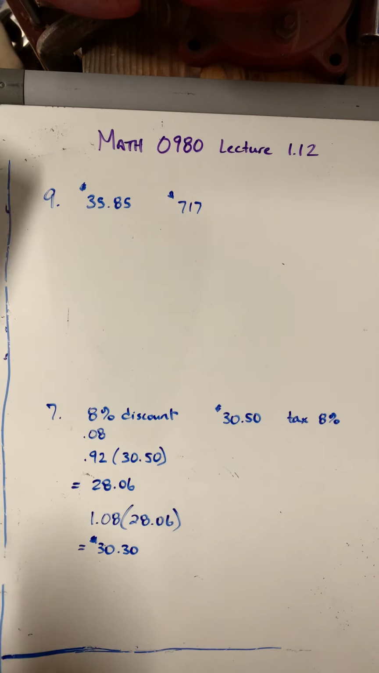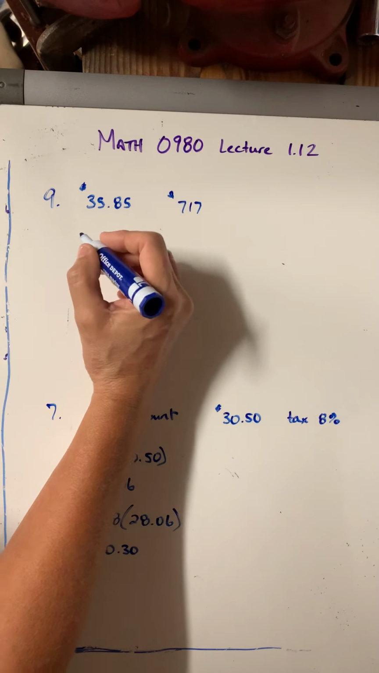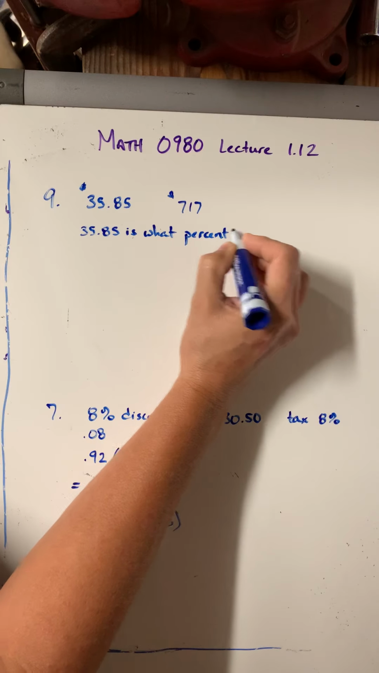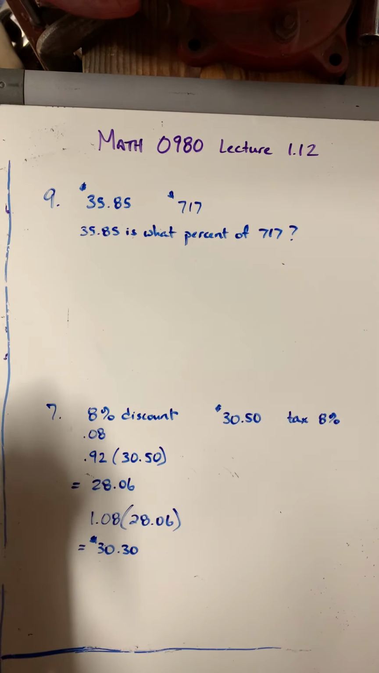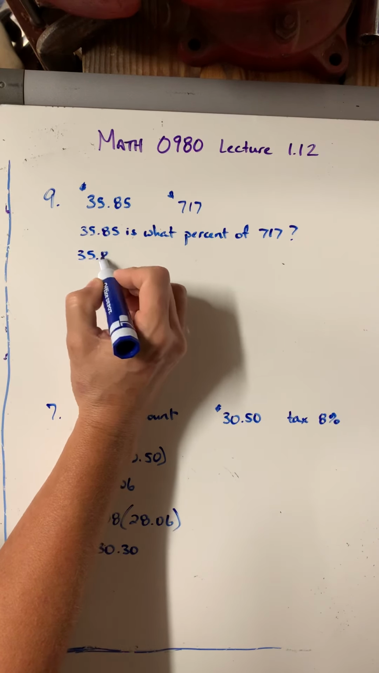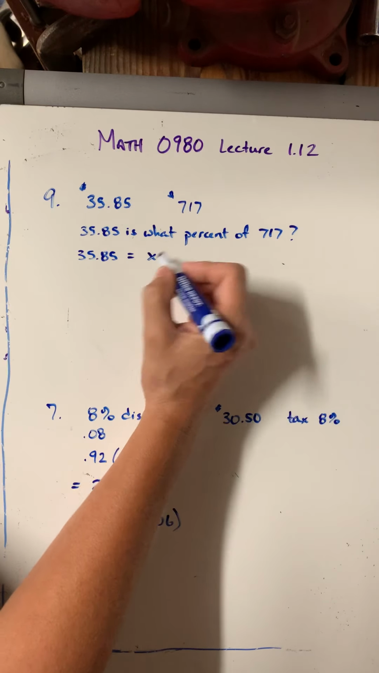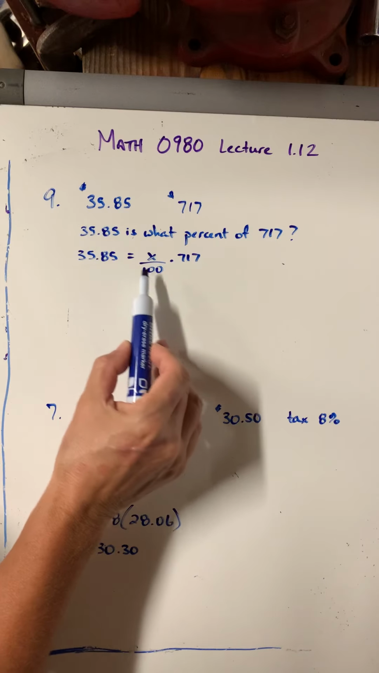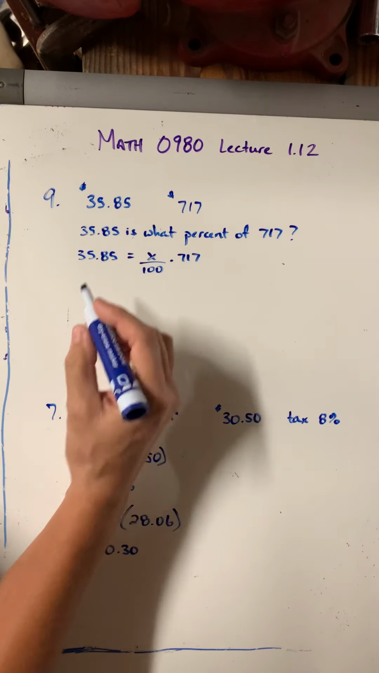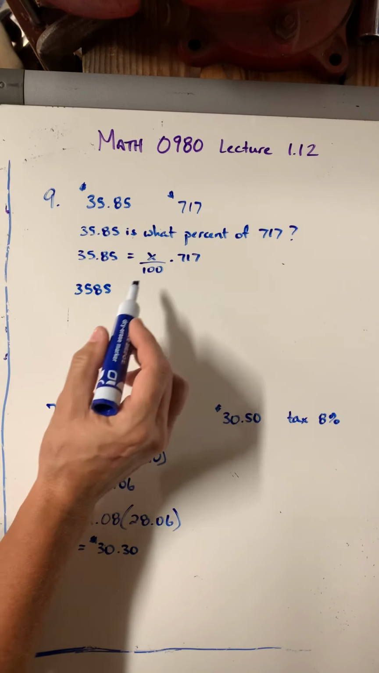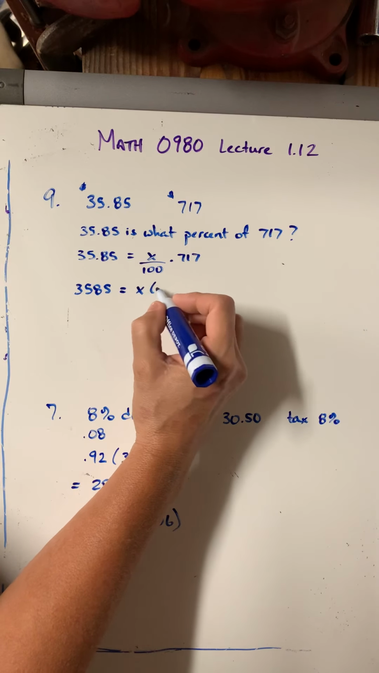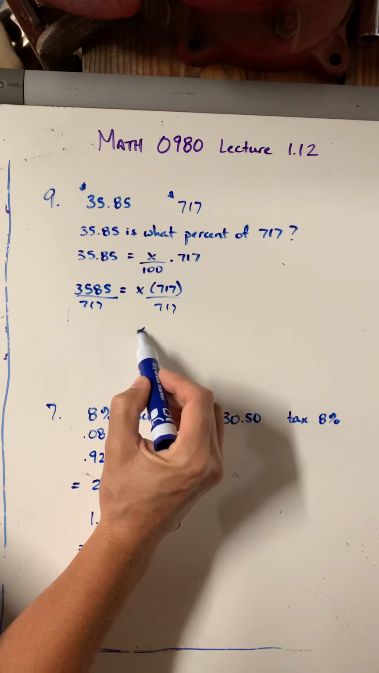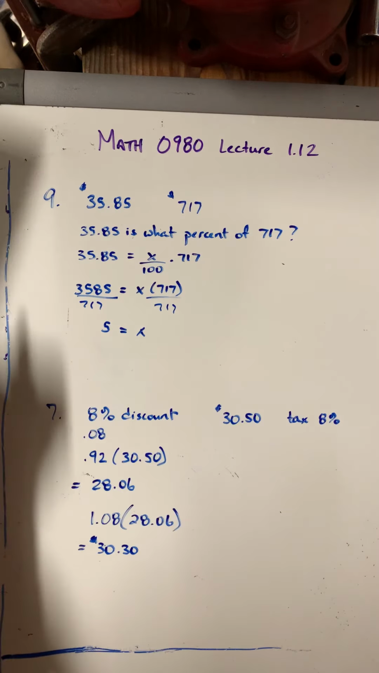So again, there are two ways of doing this. I can translate this. What they're really asking me is, $35.85 is what percent of $717? So this is the question. I could translate 35.85 equals X percent is over 100 of is times 717. And then I could solve this equation by multiplying both sides by 100, which will cancel my fraction there. So I get 35.85 with no decimal because I multiplied by 100 equals X times 717. And then my last step, I can divide both sides by 717. And I get X equals 5. So my tax rate was 5%.